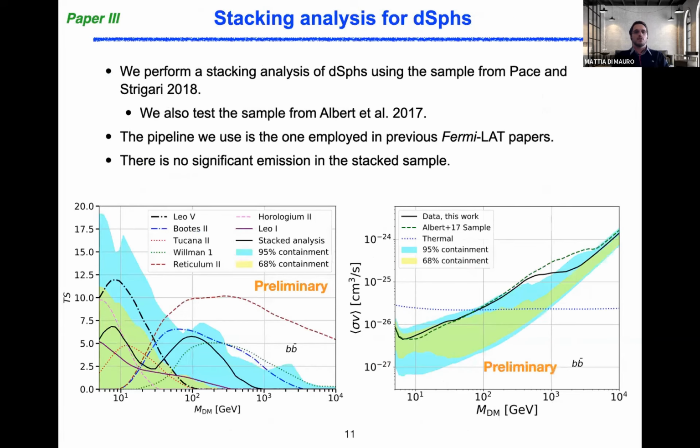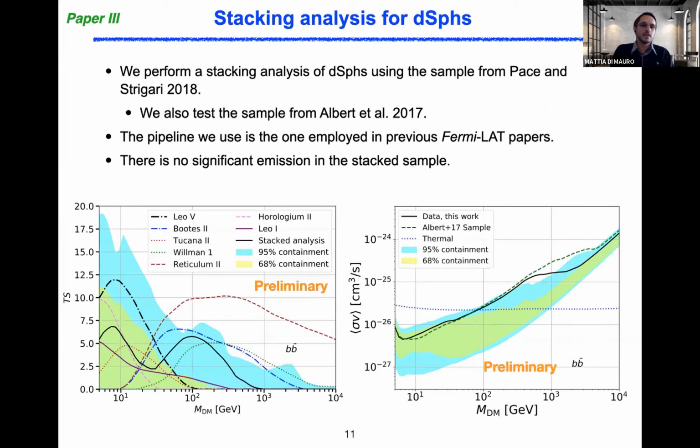Okay, now that we have found some candidates for the galactic center excess, we can try to see if these candidates are ruled out by dwarfs. And so we take the sample by Pace and Strigari in 2018 with the uncertainties for the geometrical factor in that paper. We also test Albert et al. 2017 without finding any significant difference. We use the pipeline already used by the Fermi collaboration in previous papers.